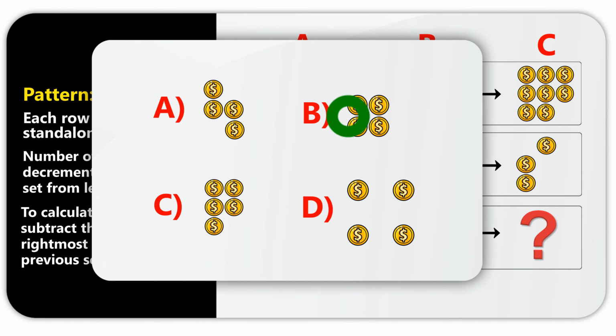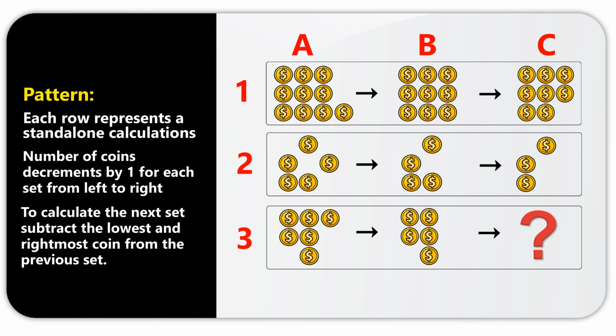I think the right answer is choice B, because this answer is calculated by subtracting the lowest and rightmost coin from the previous set. So from my standpoint, the correct answer is choice B. Did you come up with the different answer? Please make sure to post your solution and rationale in comments.